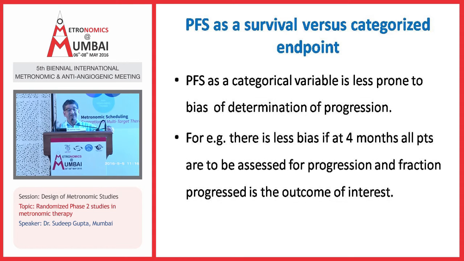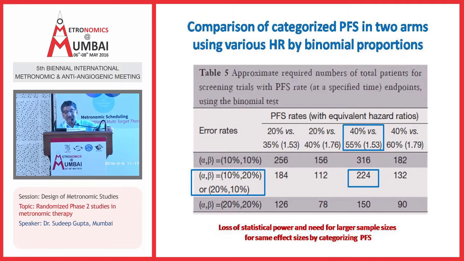The benefit is that when you categorize PFS at a precise time point, it is less prone to the bias of determination, as I said earlier. So for example, if we say that the metronomic regimen will improve the 4-month progression free survival from 40% to 60%, we are bound to measure progression within a window period of plus minus few days at the 4-month time point, and that is less prone to the bias of determination. And the problem here is that there is a loss of statistical power.